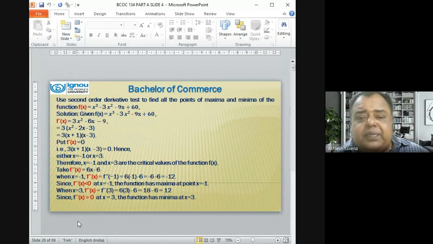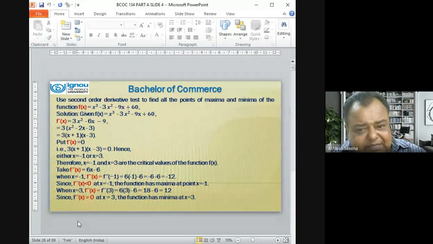Now, this is a cubic function. f(x) is equal to x cubed minus 3x squared minus 9x plus 6, and you are being asked to find the points of maxima and minima. First derivative will be 3x squared minus 6x minus 9. Take 3 common. You are left with x squared minus 2x minus 3. Since this is a quadratic, split its middle term. So it will be 3 times (x plus 1) into (x minus 3).